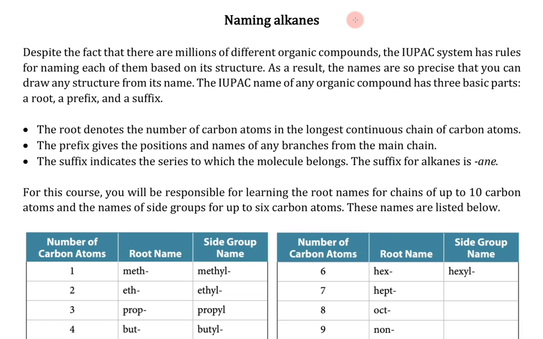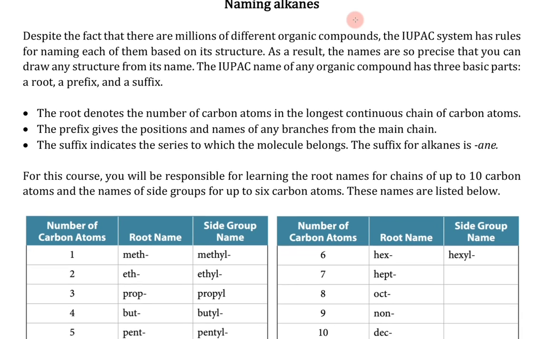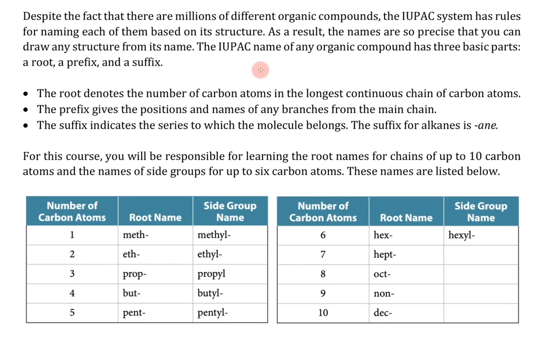All right, so let's talk a little bit about the system for naming alkanes and naming organic molecules in general. We are going to be learning in today's lesson the current IUPAC system for naming organic molecules. And IUPAC stands for the International Union of Pure and Applied Chemists. If you're curious, this International Union of Pure and Applied Chemists basically sets all of the rules for naming everything in chemistry.